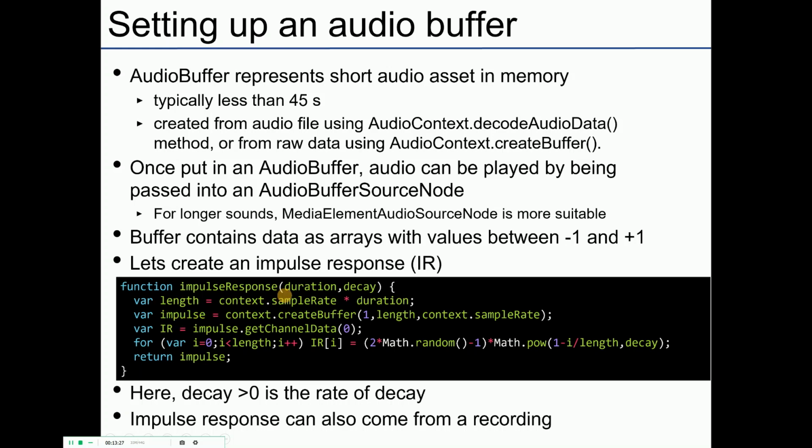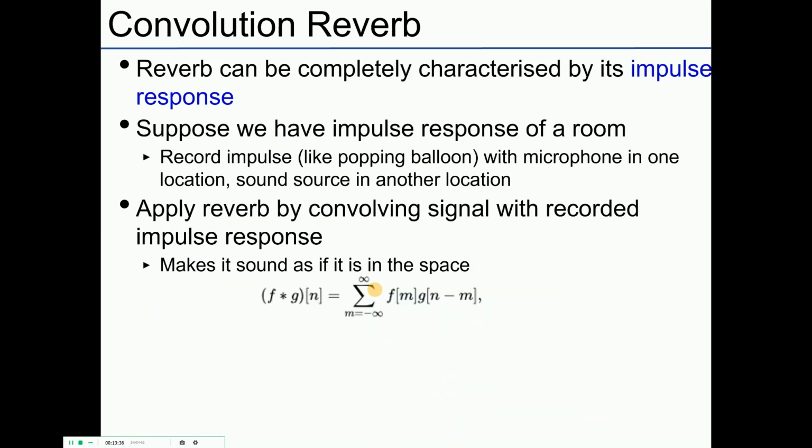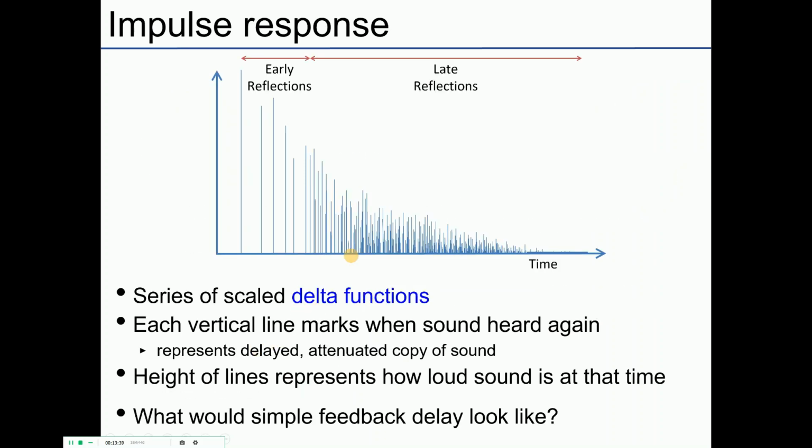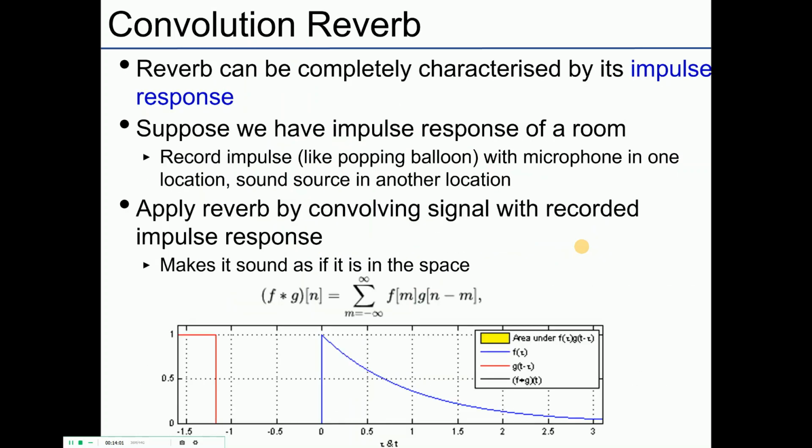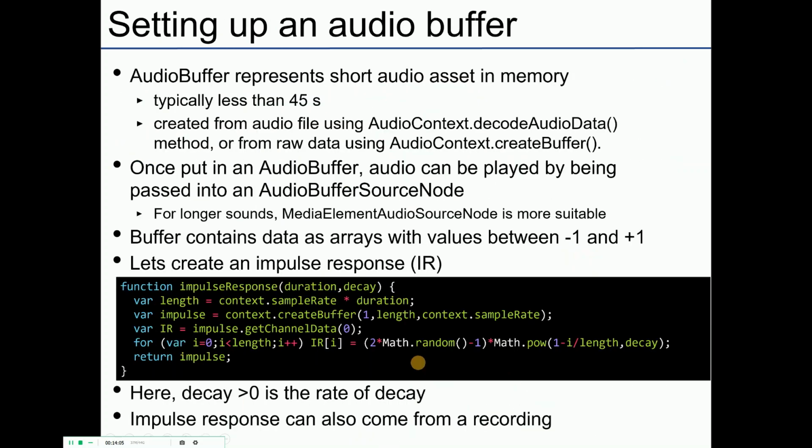Once we have this audio buffer, the audio can be played by passing it to an audio buffer source node. In this case, though, we're not going to play out this audio buffer. We're going to use it for convolution. And the audio buffer is typically a short file, so less than 45 seconds, often much, much less. For the case of reverb, 1, 2, 3 seconds are typical values. The buffer is going to contain audio data, so all of the values will be between -1 and 1. Here we just have one channel, so an array of values between -1 and 1. So let's go ahead and create it.